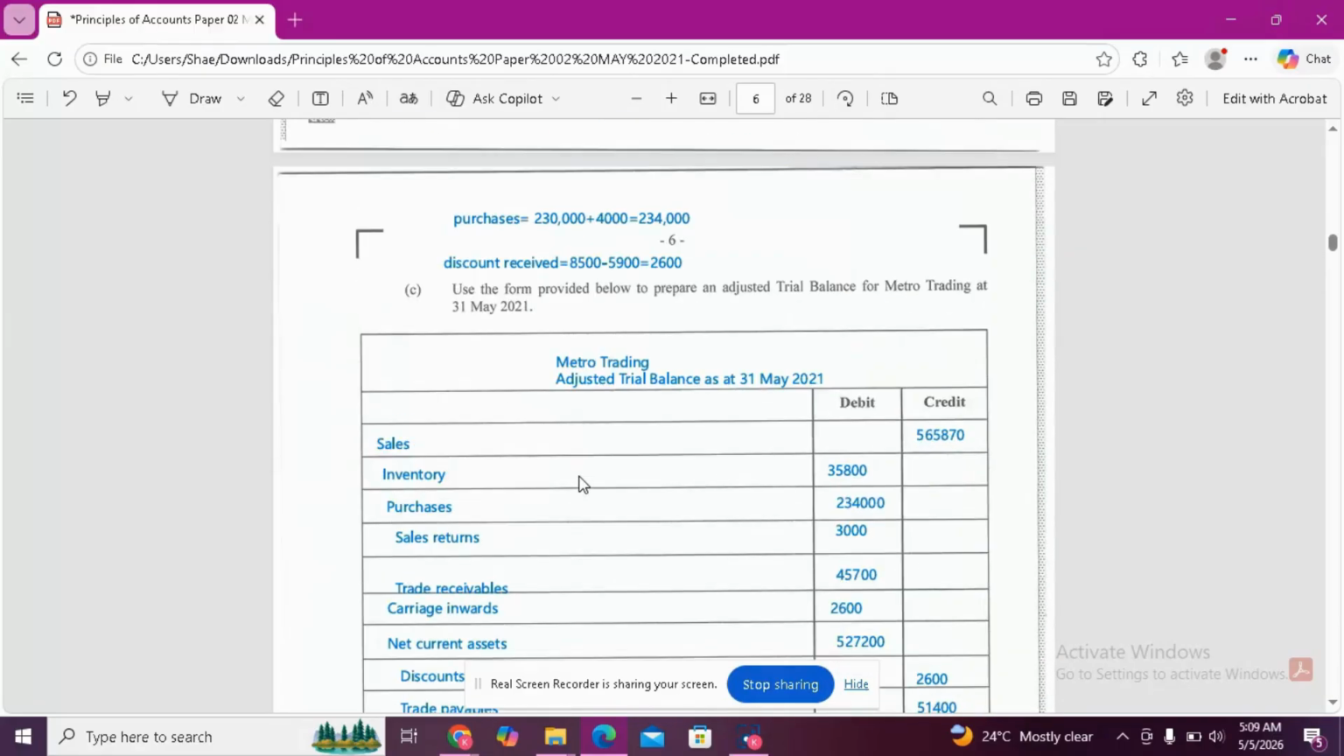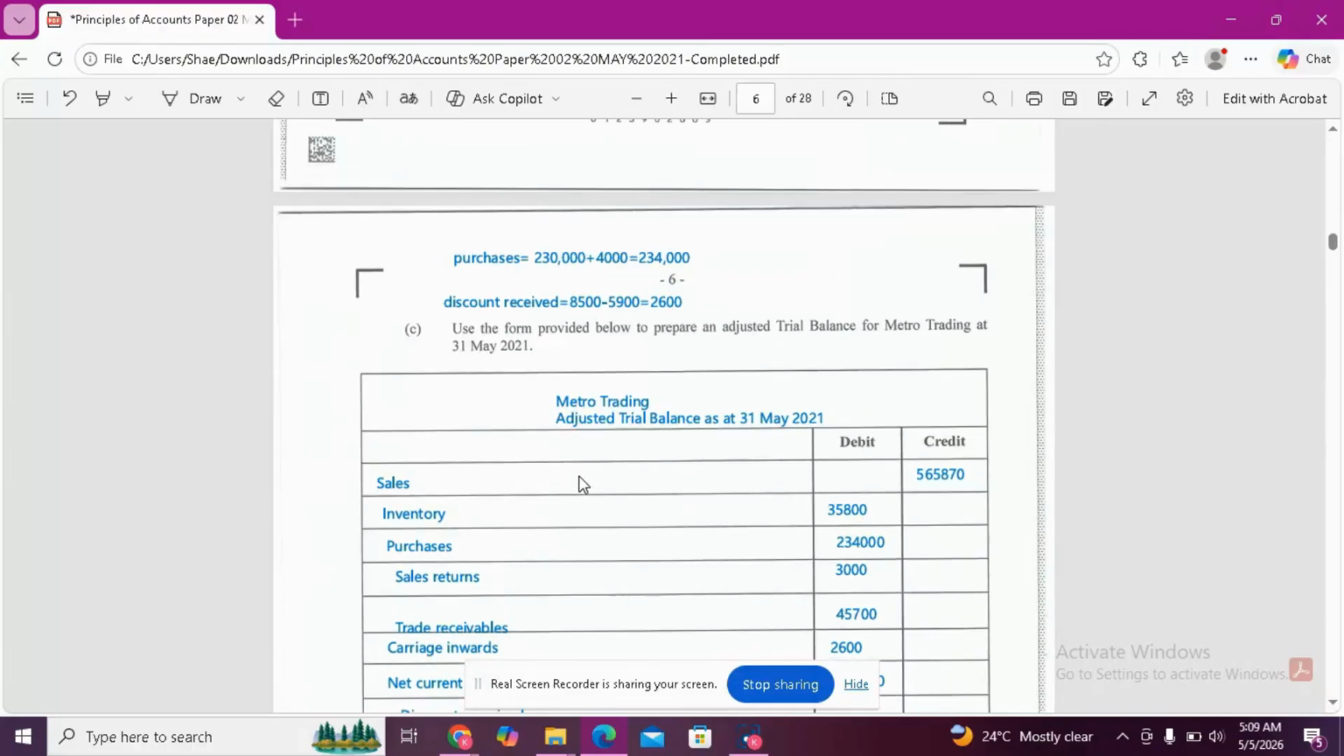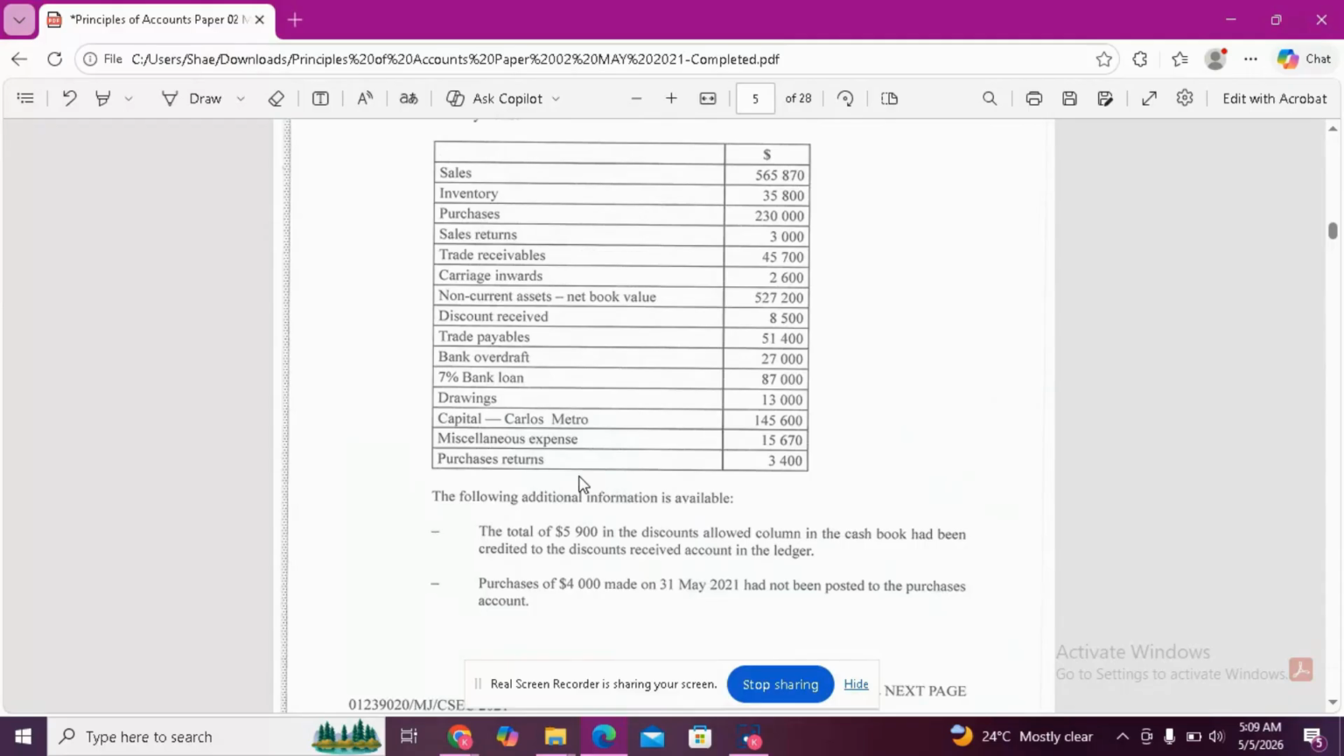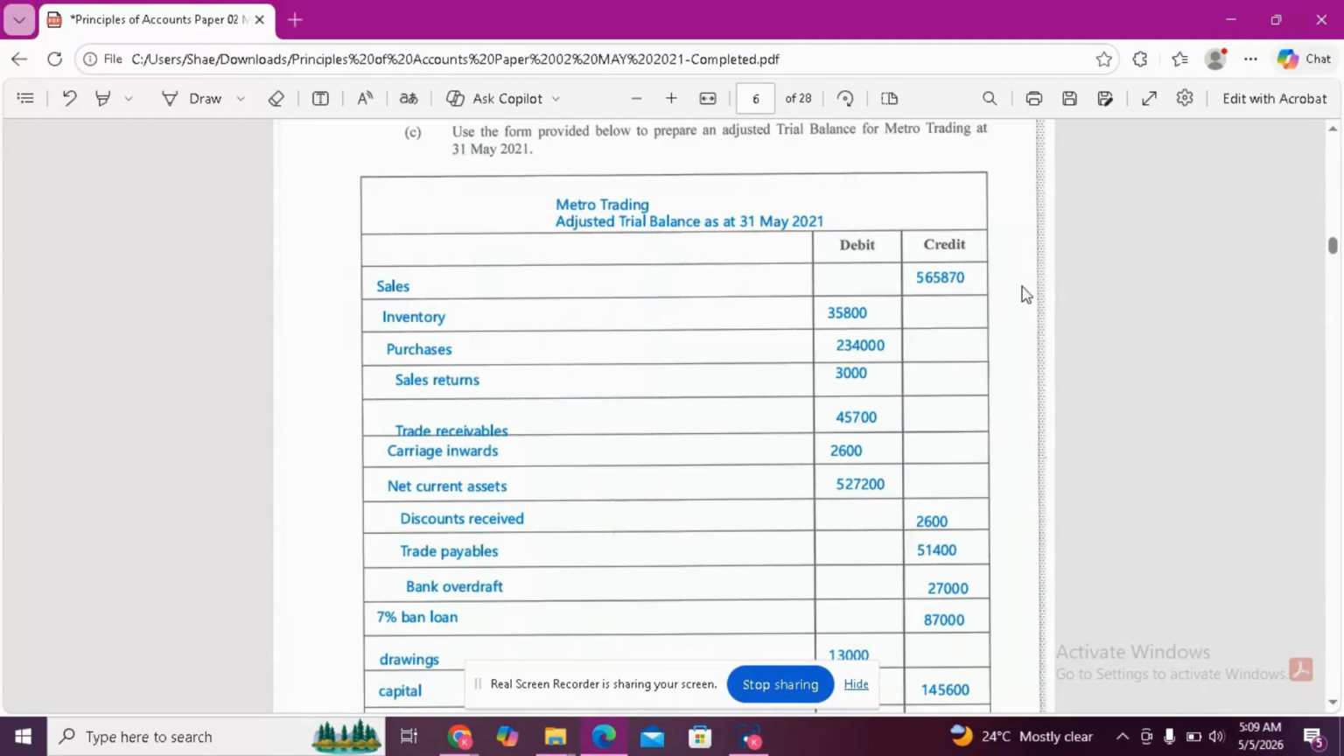Now, sales has a credit balance, so you put sales on the credit side. Inventory has a debit balance because it is an asset. Purchases is usually debited. Sales returns, debited. Trade receivables, debited because it's an asset. Carriage inwards is an expense, it has a debit balance. Net current asset, debit. Discount received, credit. Trade payables, credit. Bank overdraft is a credit. Bank loan is also a credit.